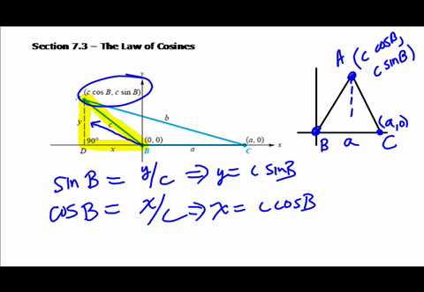If you drop a perpendicular segment down, call this distance x, call this distance y, this point would have coordinates x, y, and now using B again, you'll get the same coordinates. You'll get the same x is equal to c cosine B, and you'll get the same thing as y is equal to c sine B. All right? So the same argument holds for an acute triangle.